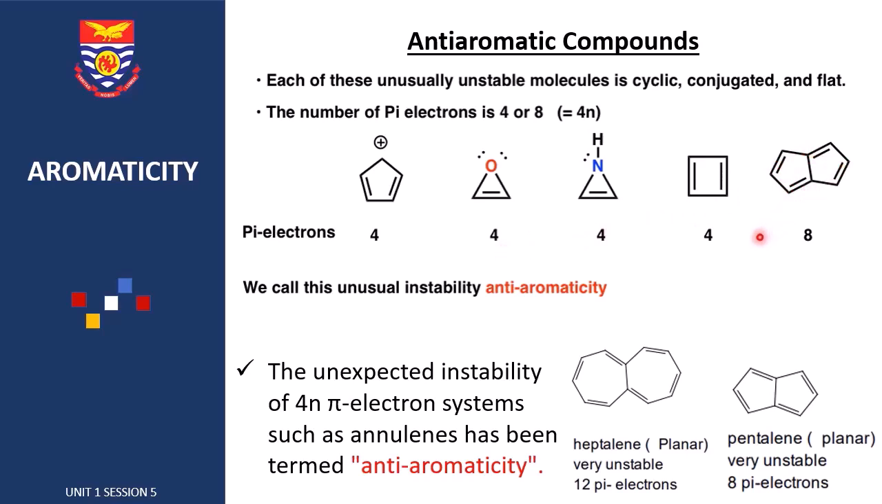If you look at 8 pi electrons, that means 4n equals 8, which gives us n being 2. So all these structures here are anti-aromatic compounds. They are planar, they are conjugated, and they are cyclic, but they all obey the 4n pi electron system, and not the 4n plus 2 pi electron system of Hückel.